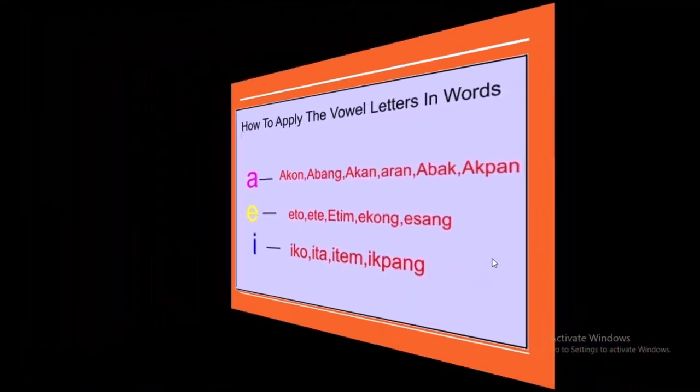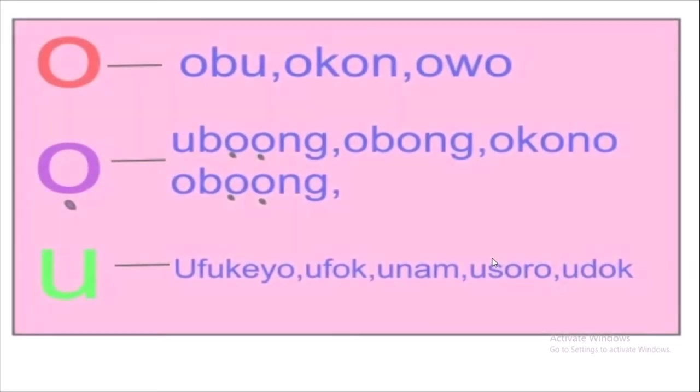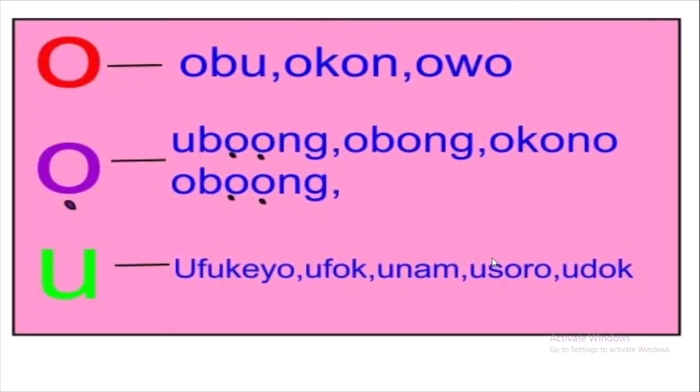So the next one I will show you now is the vowel sound O. Vowel sound O has words applicable to it as well, like Obu, which is crayfish. Okon, a popular name in Akwa Ibom State and Cross River. Owo, which means human beings. So all of these have the O sound in it, represented with letter O as well. Obu, Okon, Owo.